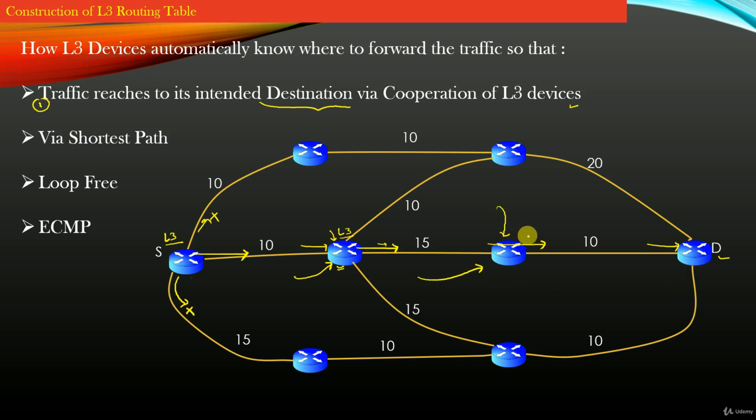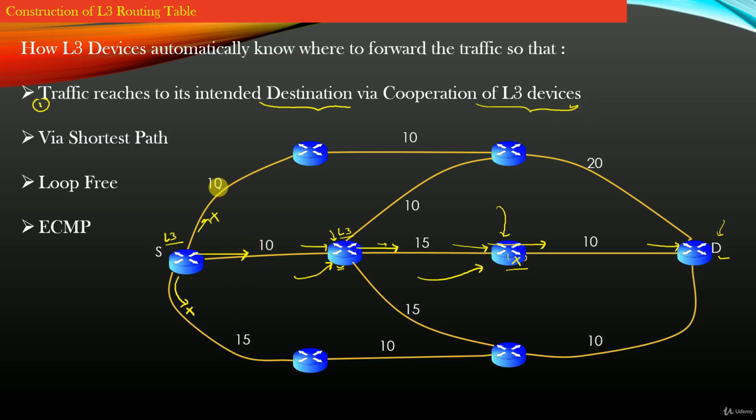Suppose this particular router doesn't know how to forward the traffic. It simply means that the moment it receives the traffic from the previous router, it will black hole or block the traffic because it does not know what to do with it, right? So even if one router along the traffic path doesn't know how to forward the traffic, the traffic will not reach its intended destination. So the traffic reaches its intended destination via cooperation of L3 devices together in the network topology.